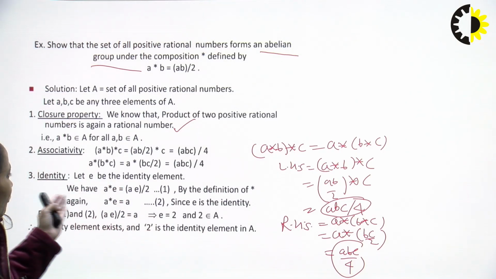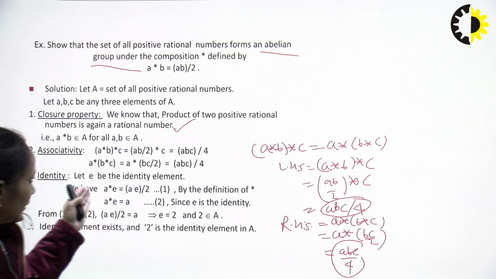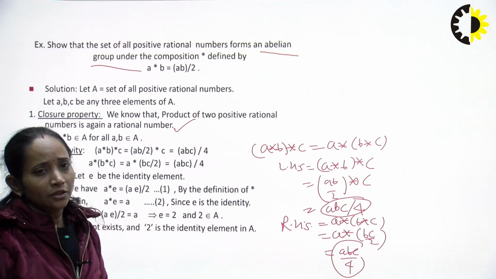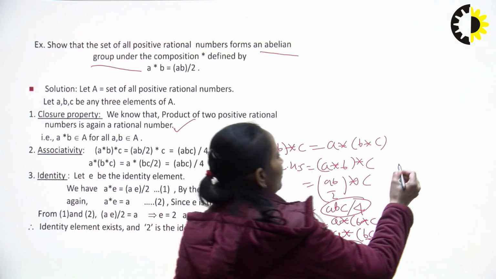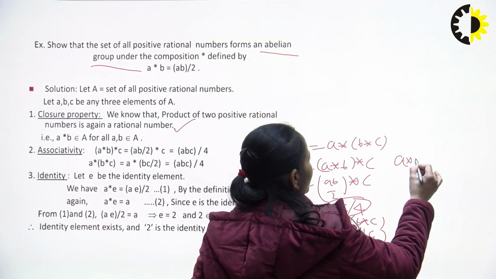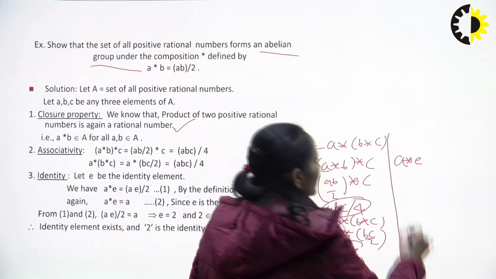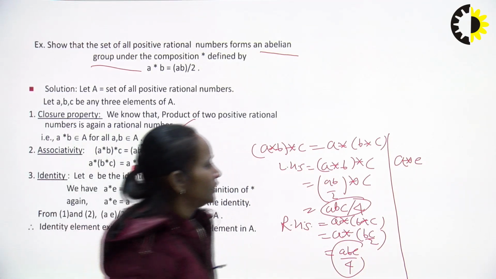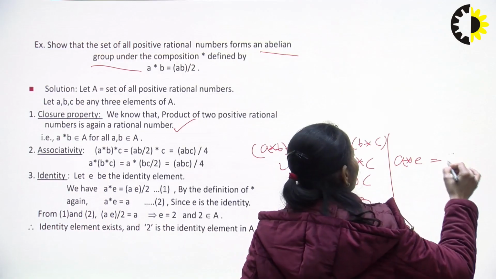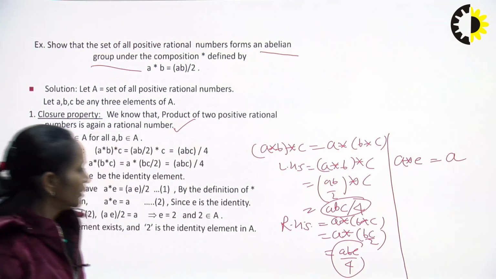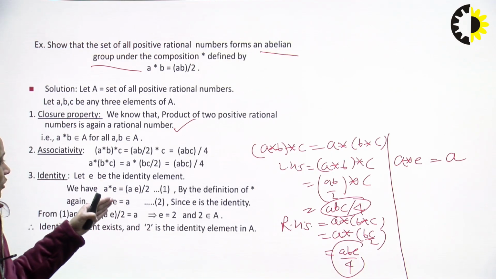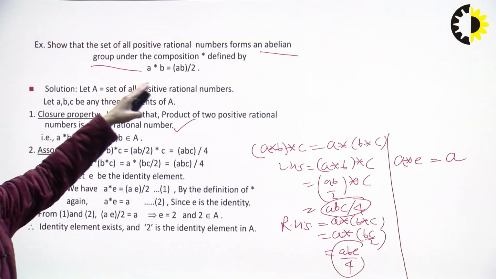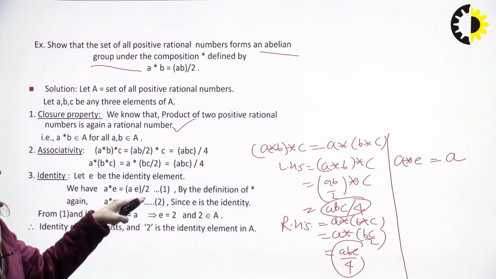Now we have to check the identity element. So what is the property for the identity element? We have to check A into E. If we multiply any element with the identity element, we will get the element again. So here A into E is equal to the definition of A into E, which is AE divided by 2.